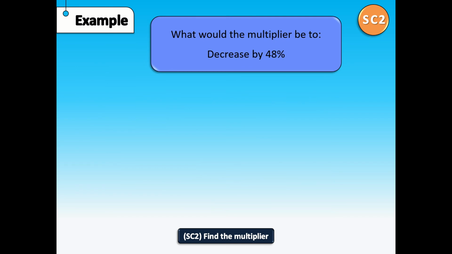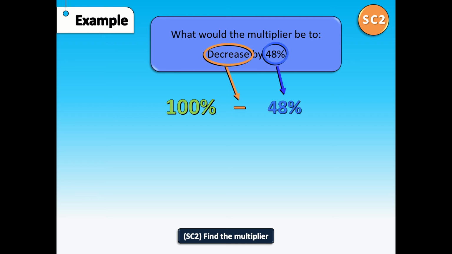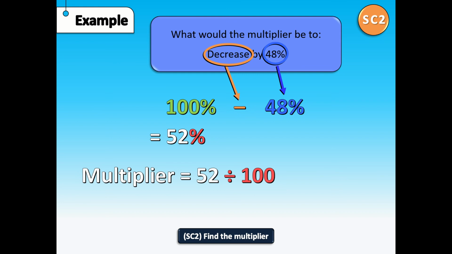So what would the multiplier be if we wanted to decrease by 48%? So if we're decreasing by 48%, we're taking 48% away, which leaves us with 52%. So we're finding 52%, which means the multiplier, 52 divided by 100, would be 0.52.